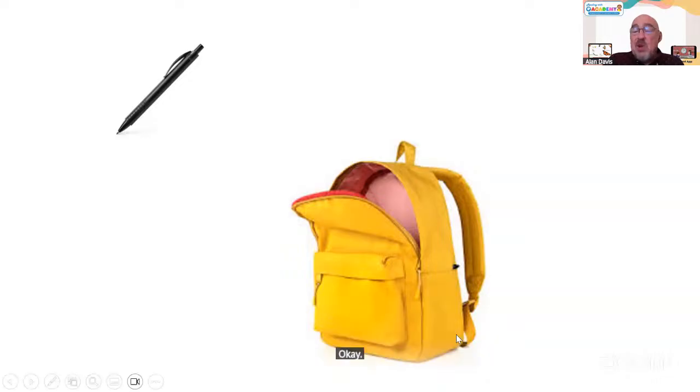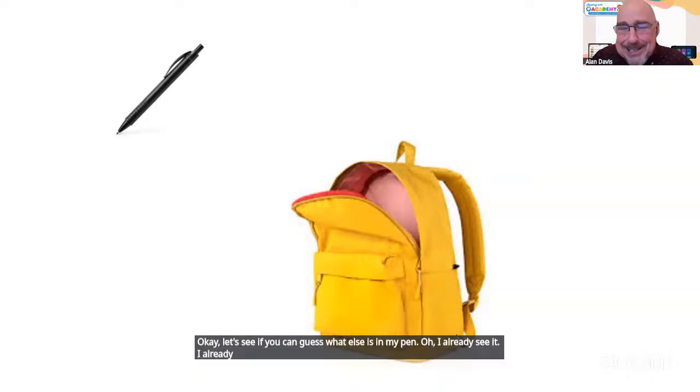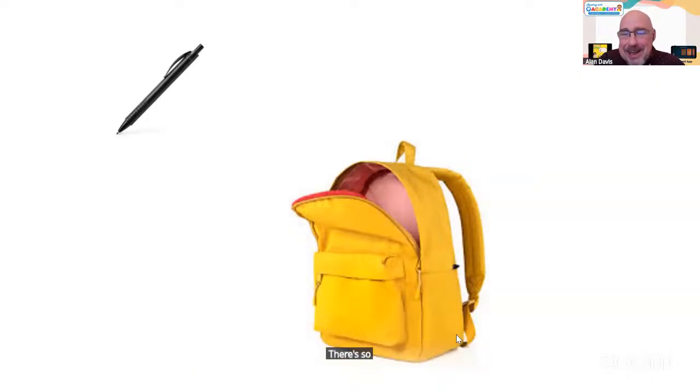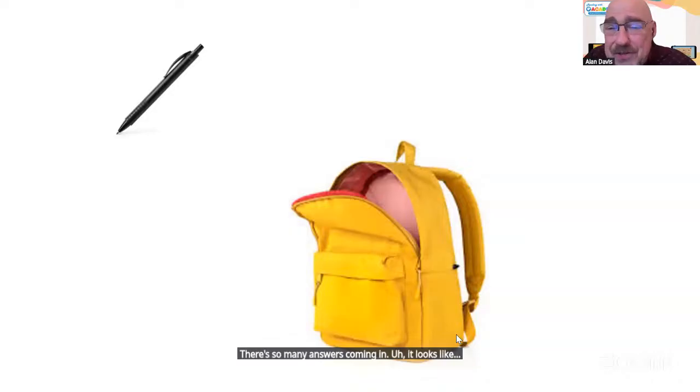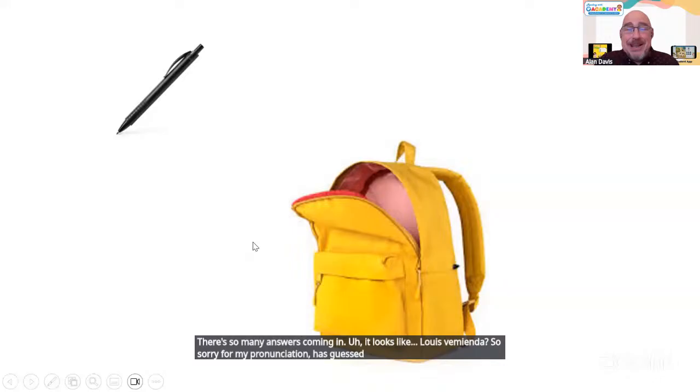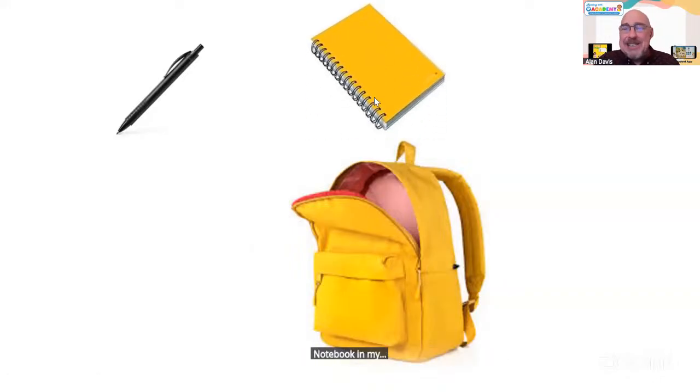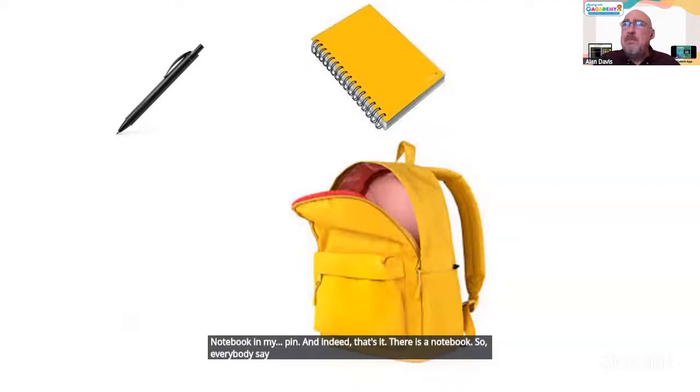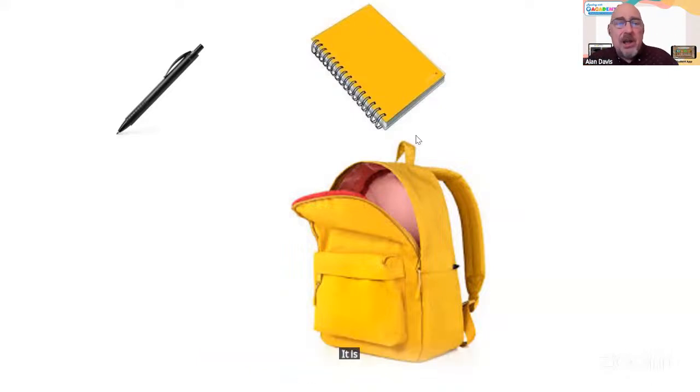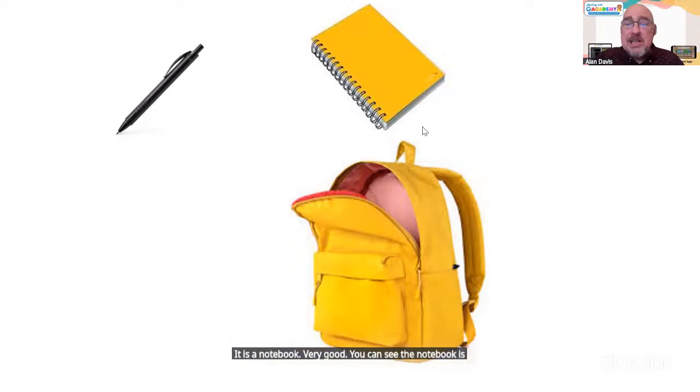Okay, let's see if you can guess what else is in my backpack. Oh, I already see somebody guessing. There's so many answers coming in. It looks like Luzviminda, so sorry for my pronunciation, has guessed that there is a notebook in my backpack. And indeed, that's it. There is a notebook. So everybody say, it is a notebook. It is a notebook. Very good. You can see the notebook is the same color as my backpack, yellow.